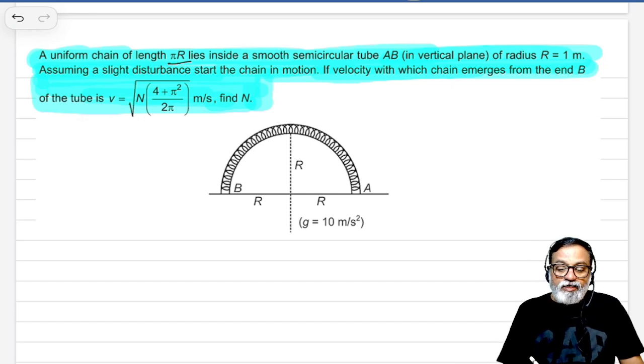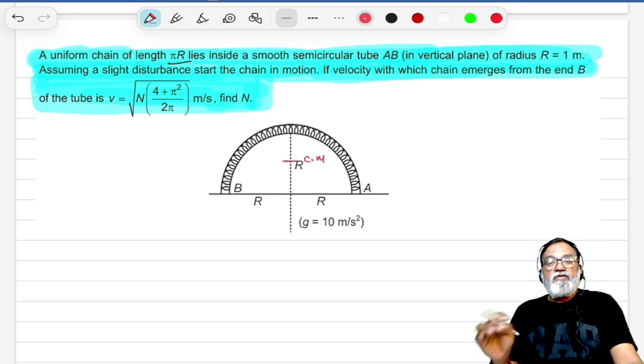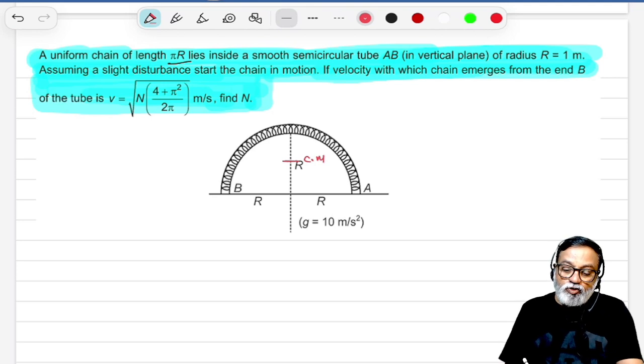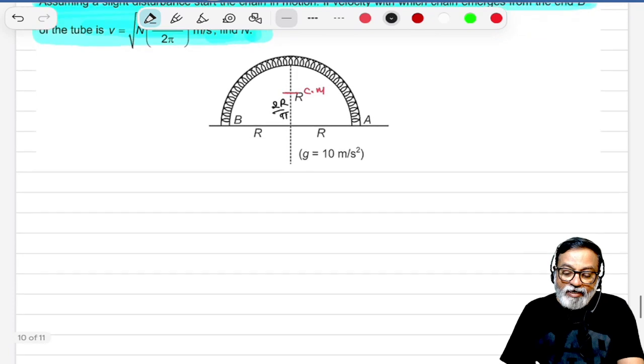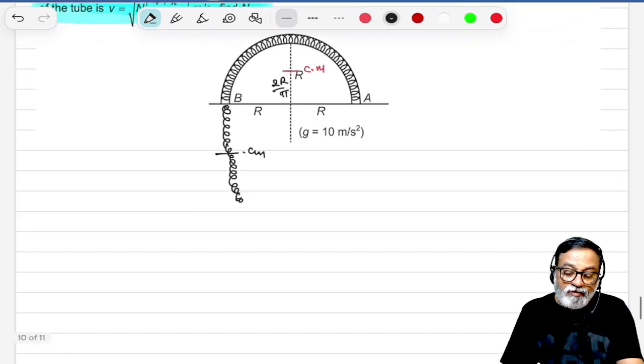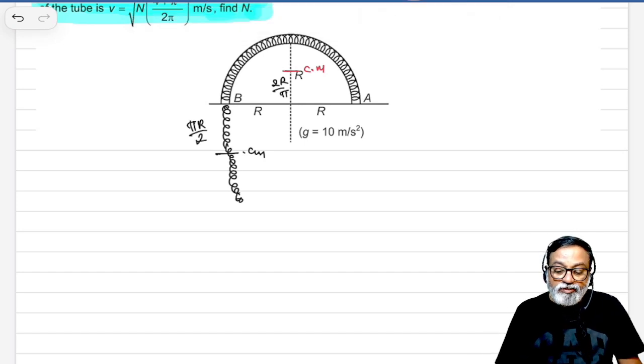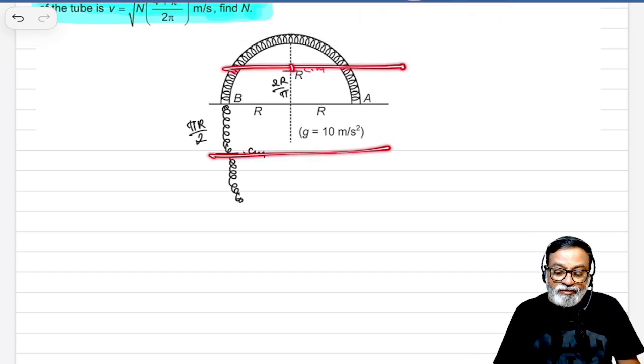Initially, it is in the tube, therefore, this is the initial center of mass. For a semicircular arc, the center of mass is 2r by pi. When it comes out of the tube like this, its center of mass is here. The total length is given as pi r. Therefore, this distance is pi r by 2. Therefore, initially the center of mass is here, finally it reaches here.